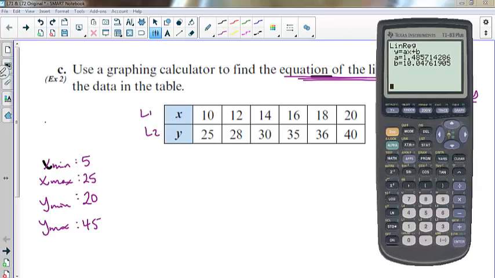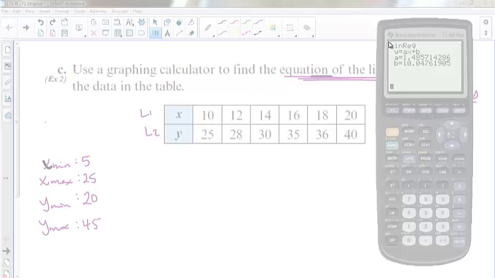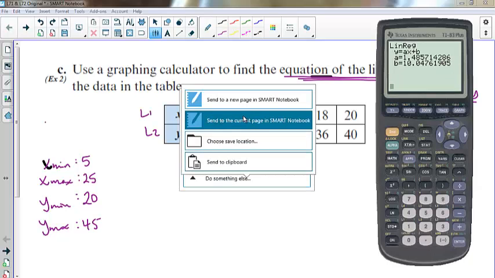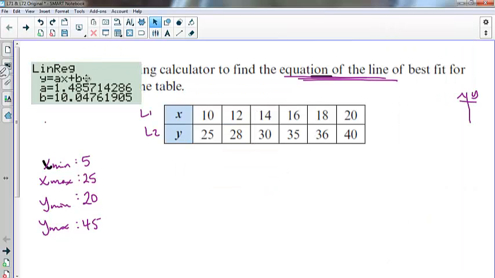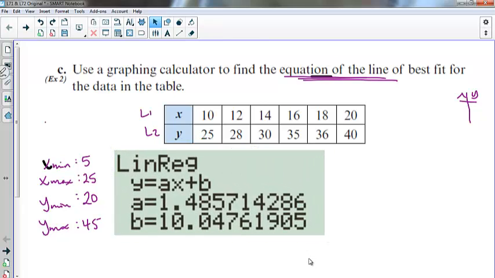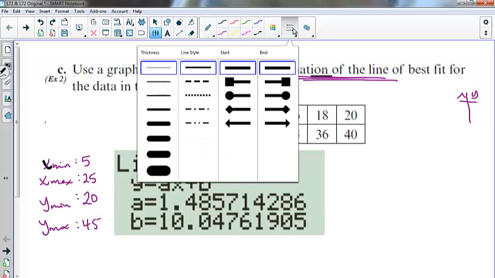And it throws this stuff out at me, right? Everybody sees the same information? Your values should be exactly the same as mine. If they're not, you've punched something in incorrectly. Does everyone have these values? Okay, so from this I can come up with the equation.